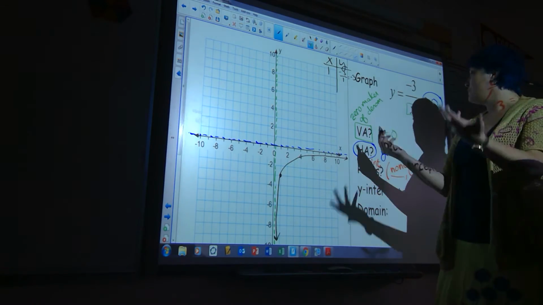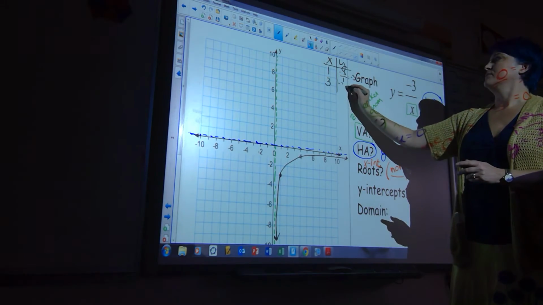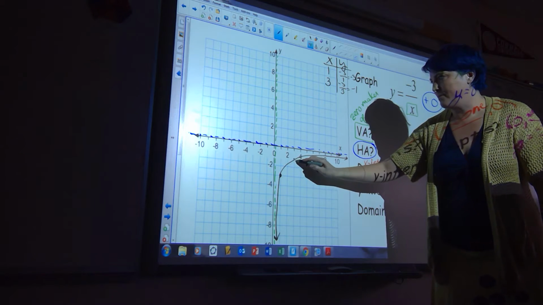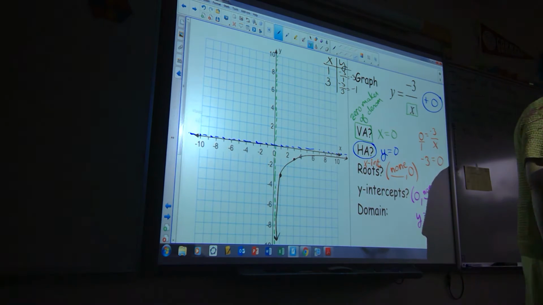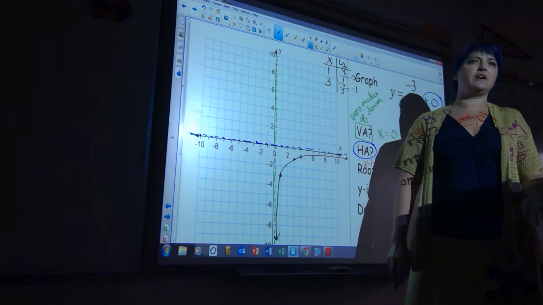If you wanted to do more than 1 point, what if I plugged in a 3? Let's see here. I would get -3 over 3, so I would get -1. And look at that, that's right about where my curve is anyway. So now I know I have another curve.